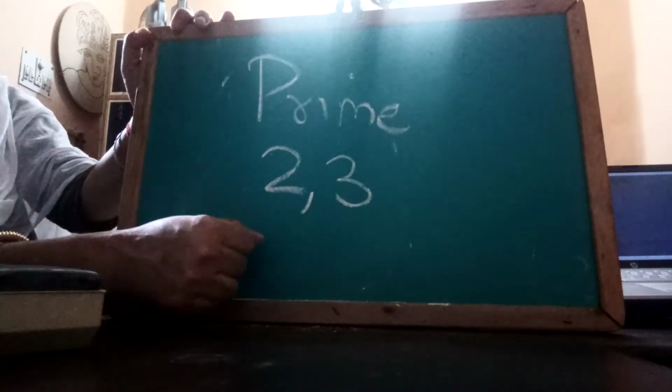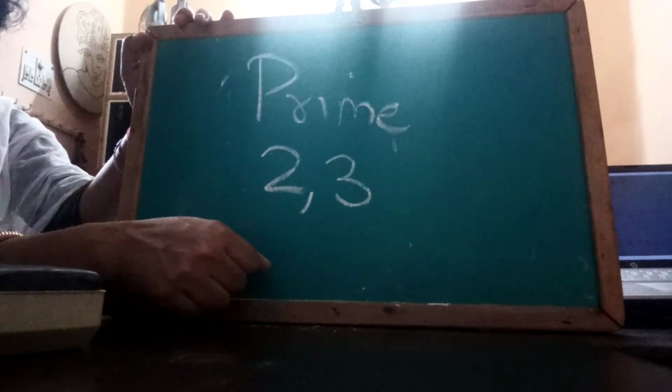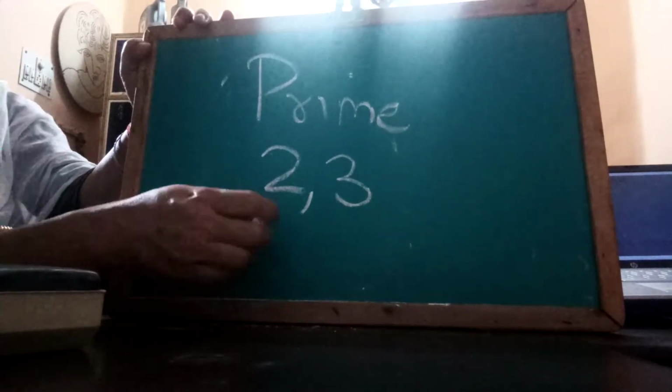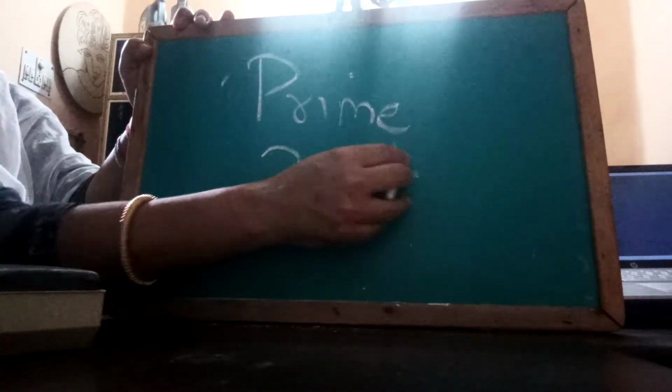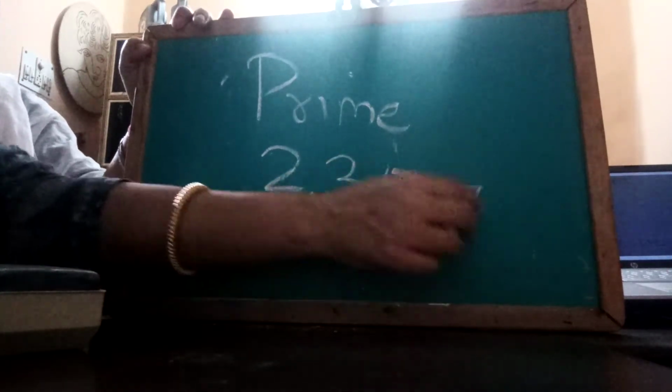Now, 3. It is divisible by only 3 and 1. That is by 1 and itself. 5. 7.